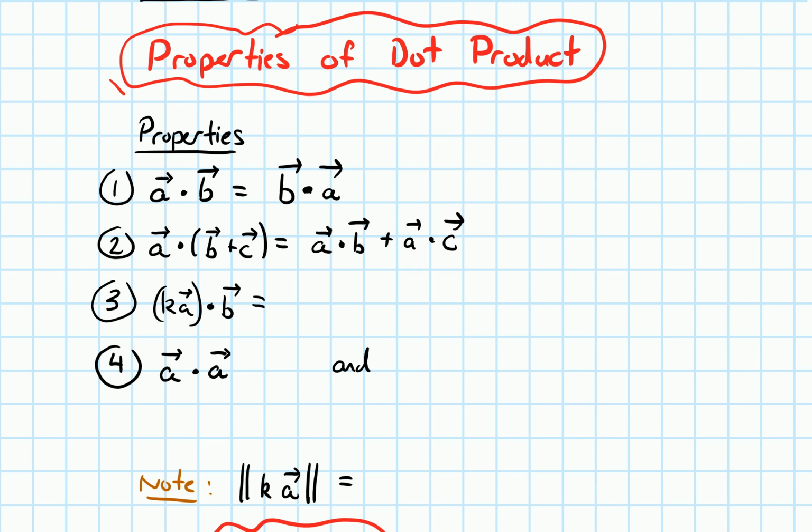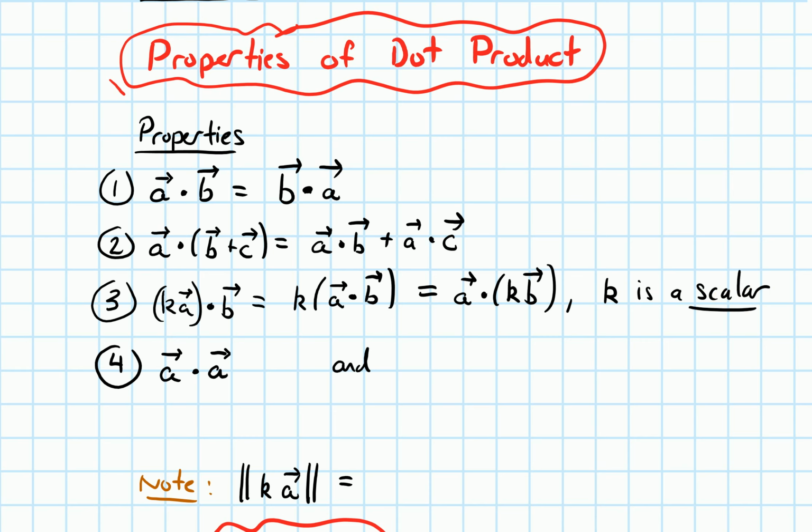Property 3 involves having a constant, some number, k, being multiplied by one of the vectors in this dot product. And when you have that, you can pull the k all the way in front and have k times A dotted with B. And the same thing is true if the k was multiplying the second vector, if it was multiplying the B. So all three of these are equal, where k in this property is a scalar. It's just some number. It's not a vector.